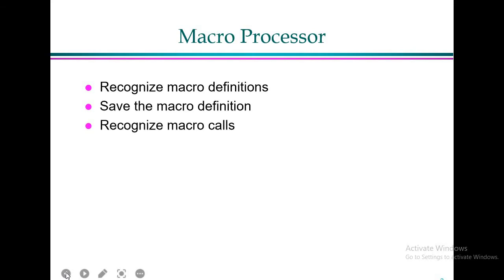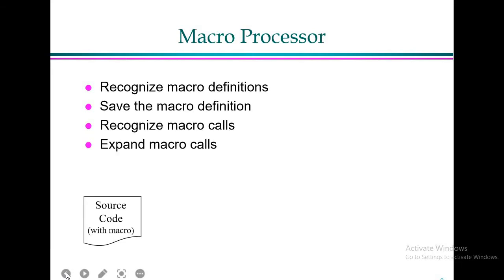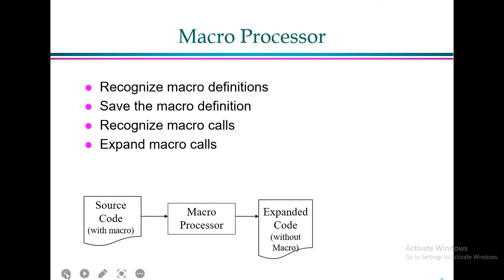Now see what the macroprocessor does. The macroprocessor takes a source code with a macro, then it recognizes the macro definition. After recognizing a macro definition, it saves the definition and it identifies the macro calls. Whenever a macro call is there, it expands the macro call. See the example. We have a source code with a macro, then the macroprocessor removes the macro with the help of the macro definition, and the expanded code without a macro is given as an input to the compiler or an assembler. This is the task of a macroprocessor.